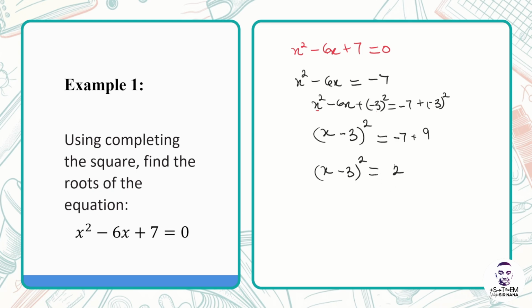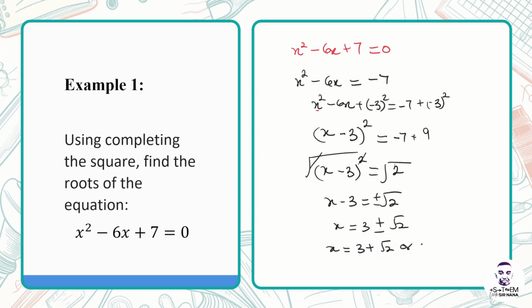From here, what we are going to do is find the square root of both sides. The square root cancels the square on (x minus 3), and that is equal to the square root of 2. We know that the square root of 2 is positive and negative. So it means that x minus 3 is equal to plus or minus the square root of 2, and therefore x will be equal to 3 plus the square root of 2 or 3 minus the square root of 2.